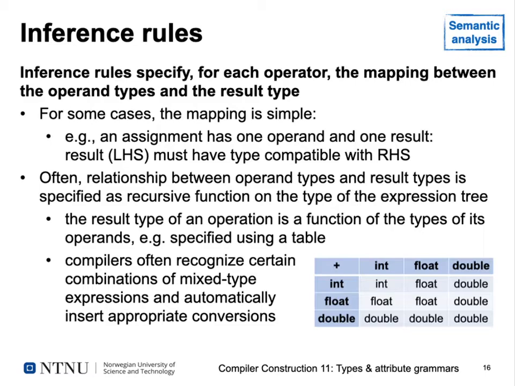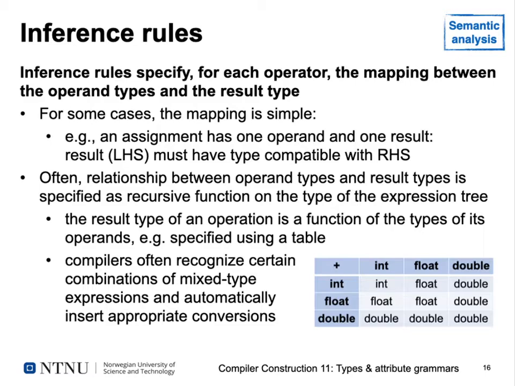So inference rules specify for each of the operators here a mapping between operand types and the result type of this operation. So for some cases, this mapping is very simple. For example, if we have an assignment which has one operand and one result, so x equals y, then we know that the left-hand side, so the variable we assign to, must have a type that's compatible with whatever is on the right-hand side. So it might be a constant or another variable of a certain type.